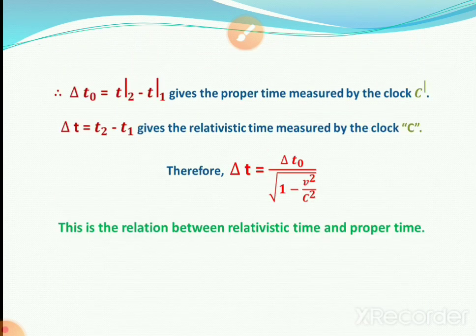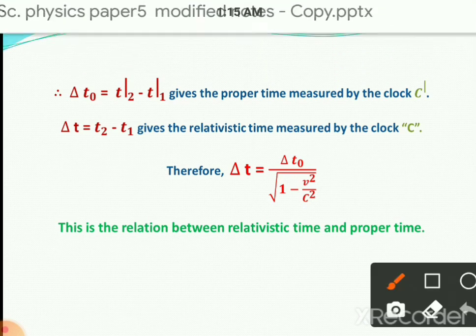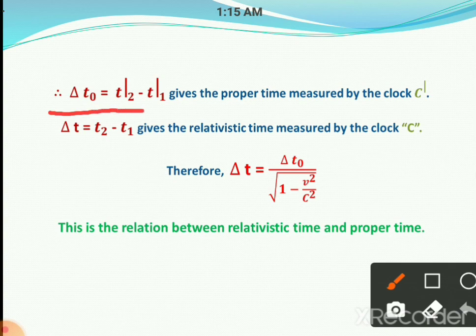Therefore, we know that delta t naught gives the proper time, and delta t gives the relativistic time. The proper time delta t naught should be equal to t2 dash minus t1 dash. This gives the proper time, measured by the clock c dash, and delta t should be equal to t2 minus t1. This is the relativistic time, and it should be measured by the clock c.